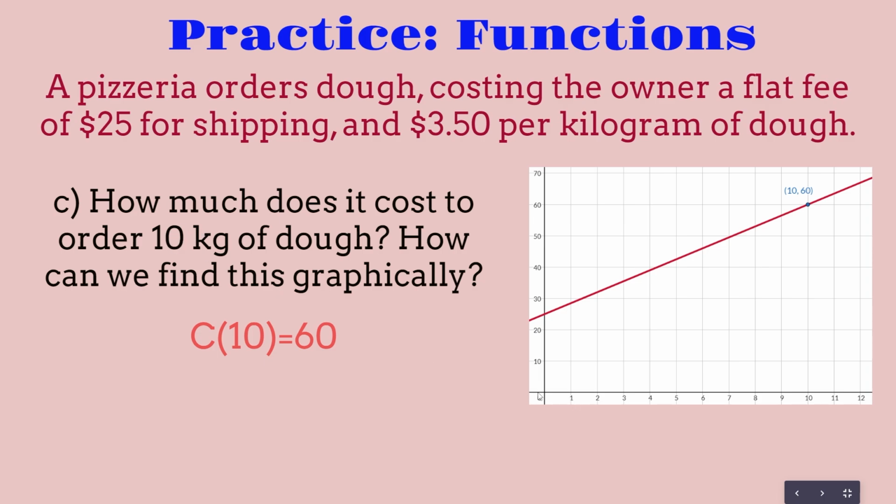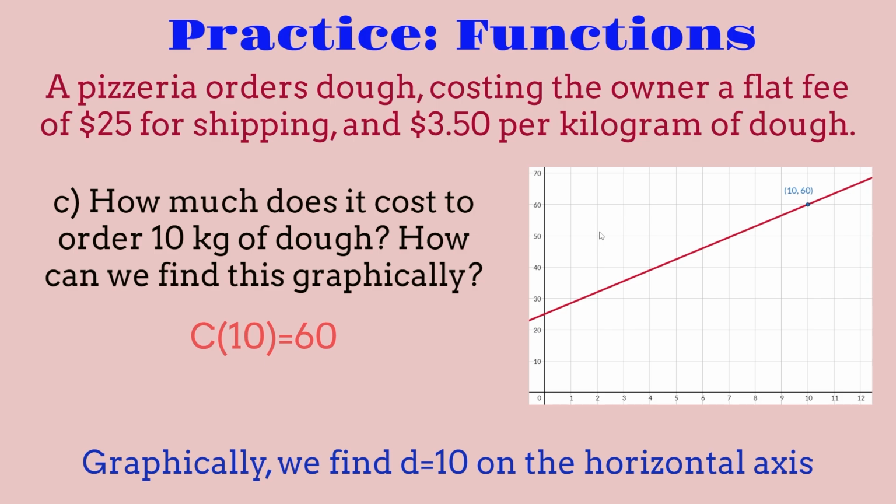So if we look on the x-axis and wait until it's 10, we see that 10 is right here, and then if we go up and see where it lands, we can see that it lands on 60. So for 10 kilograms of dough, it's going to cost $60. So graphically, we can find D is equal to 10 on the horizontal axis, and that's what we did in order to find the solution. So that also summarizes this question as well.